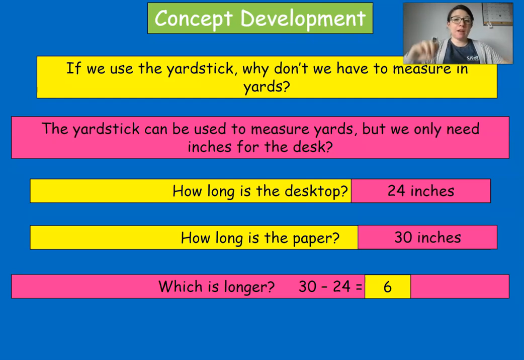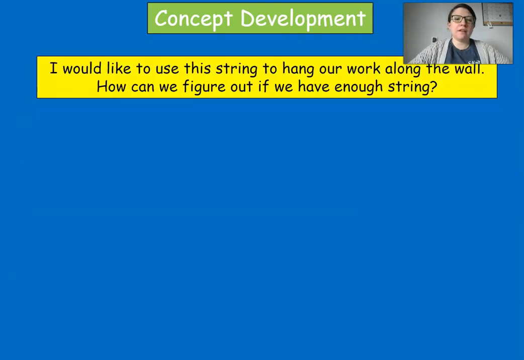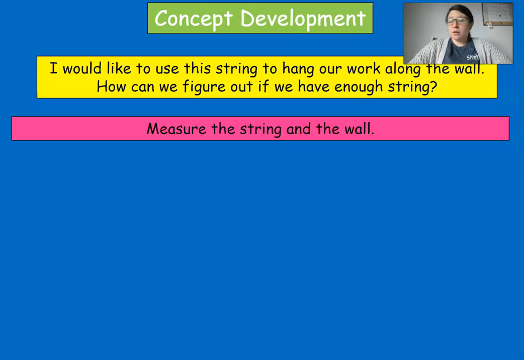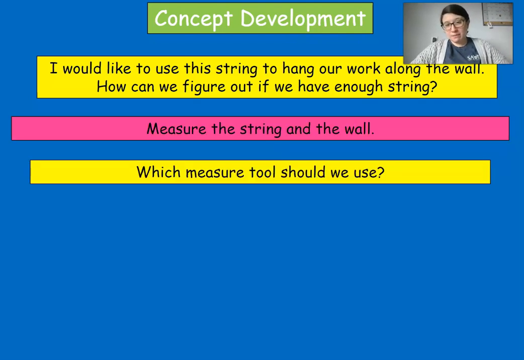We're going to be talking about a lot of comparisons today. So we're going to be talking about which one's bigger, which one's shorter, and by how much. So keep that in your brains. All right, here we go. I would like to use a string to hang work along my wall. How can we figure out if I have enough string? We're going to measure the wall and the string, right? Same thing as before. Which tool do you think we should use and why? What would make the most sense for measuring a string against a wall?